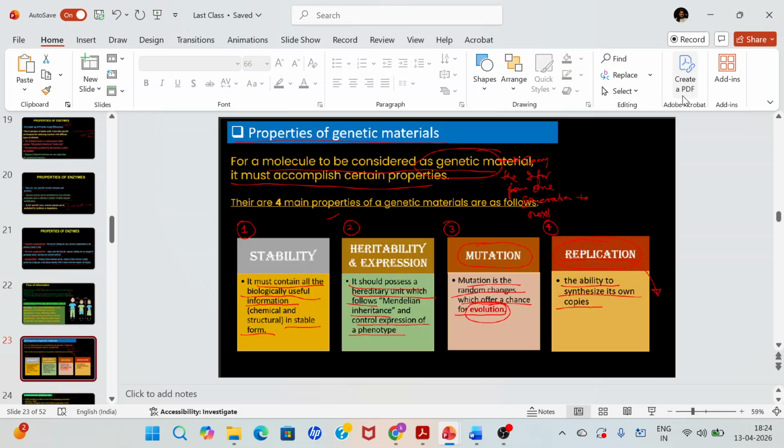What can be the properties of genetic material? So for a molecule to be considered as a genetic material, it must accomplish certain properties. One is stability. DNA is very stable compared to RNA. Heritability and expression, which happens in the case of DNA. Mutation, rare mutations are also there. And replication, it can self-replicate. So DNA has all the properties which are important for a material to be genetic material. These are the four main properties.